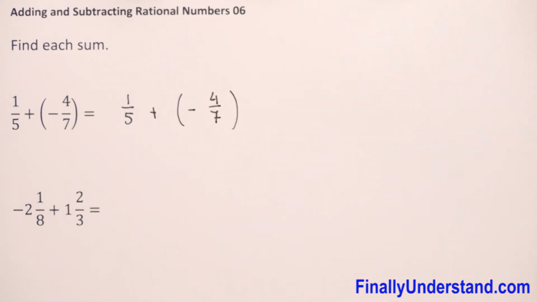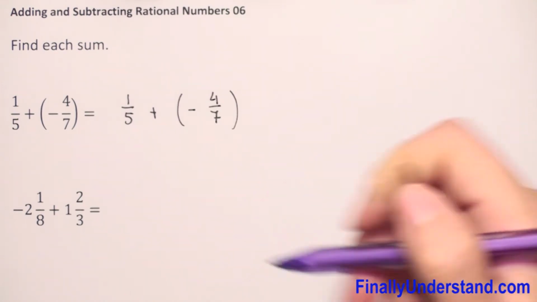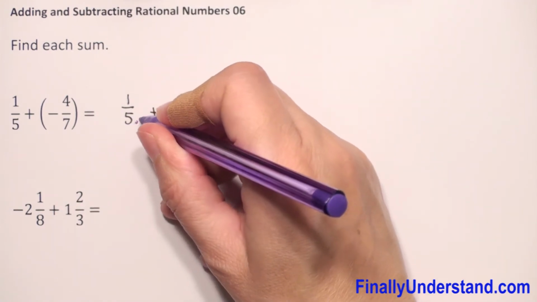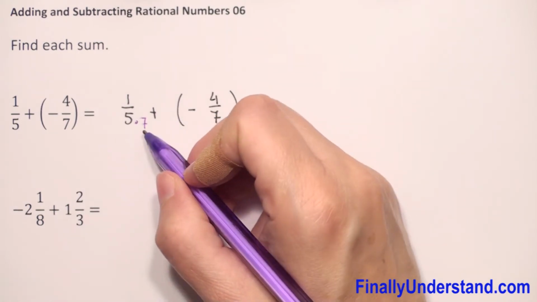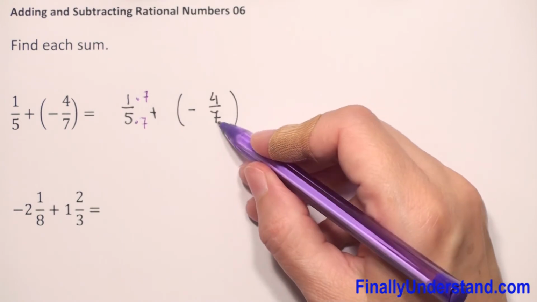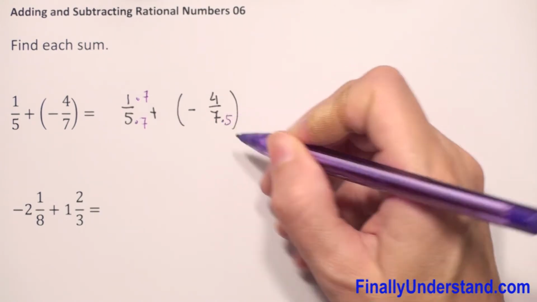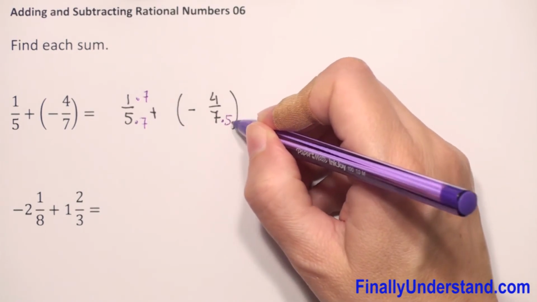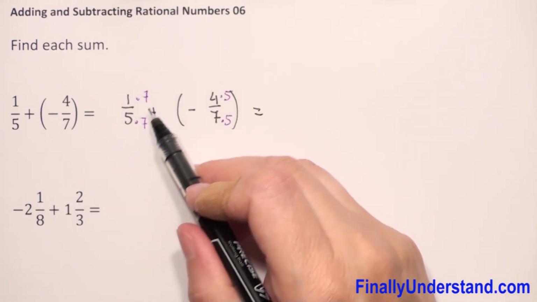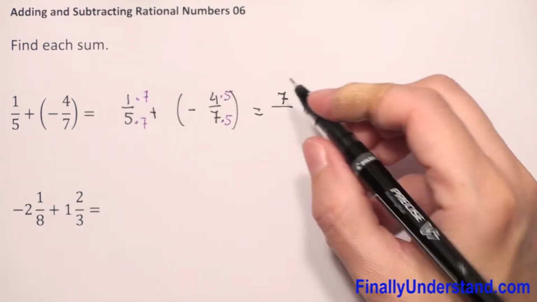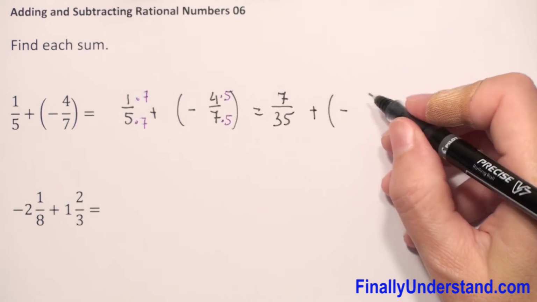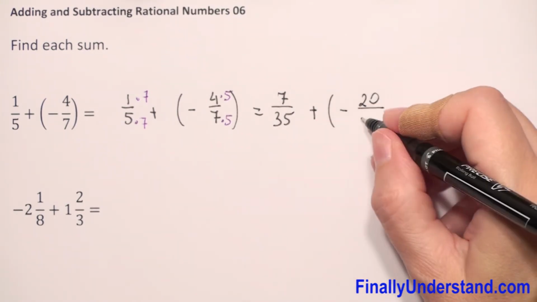Like I said, to compare these two numbers, we need the same denominators. The common denominator will be 35. So 5 I have to multiply by 7 to get 35. Whatever I did with denominator, I have to do the same with numerator. And in the second fraction, we have 7, so I need to multiply 7 by 5 to get 35. Whatever I did with denominator, I have to do the same with numerator. So this is equal 1 times 7 is 7, 5 times 7 is 35, plus negative 4 times 5 is 20, 7 times 5 is 35.